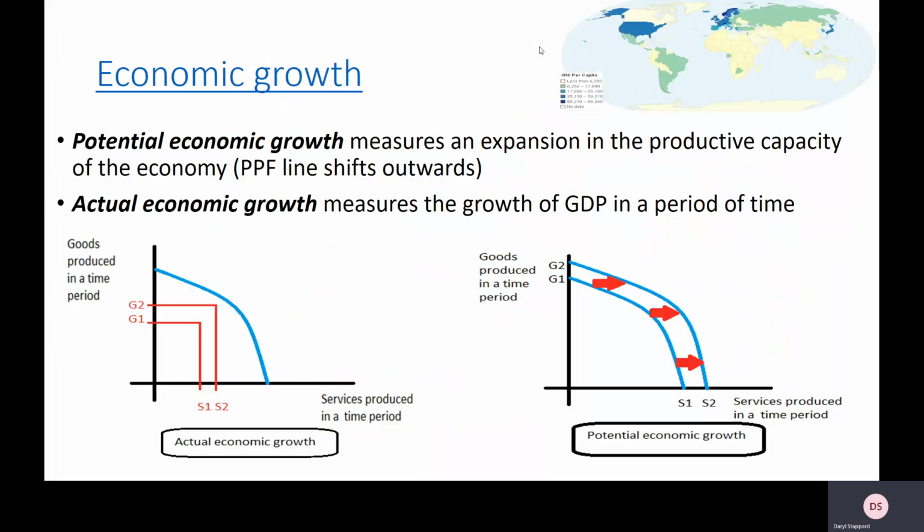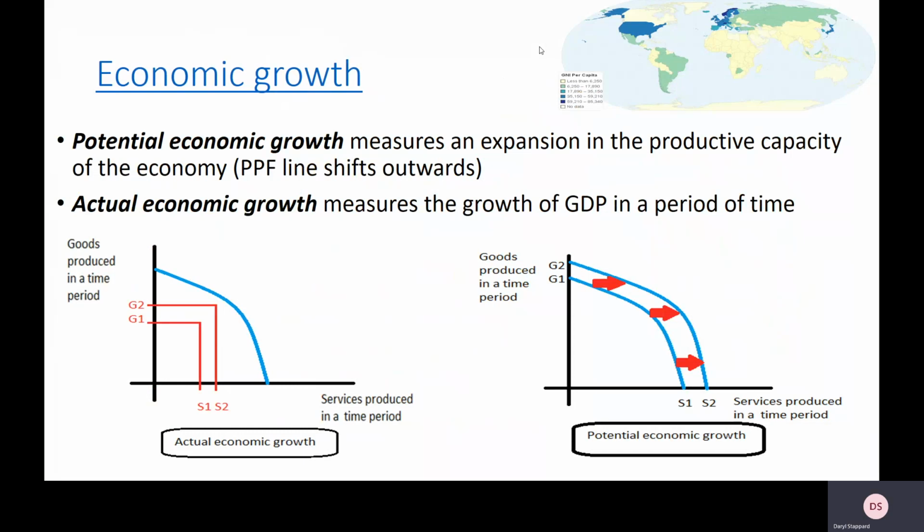Right, everyone. Now, hopefully what you've drawn are diagrams like this. So look at the left-hand diagram first of all. This diagram shows actual economic growth, and this is measured by a growth in the value of the output produced within the economy, normally in a year. In this diagram, I've put goods and services on the axes, and we can see the economy has gone from G1S1 to G2S2. So we've got a growth in the output of the economy.